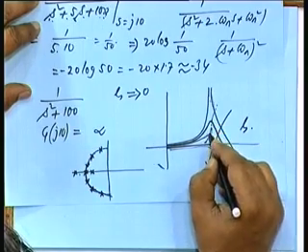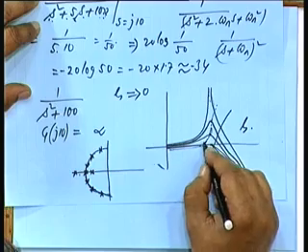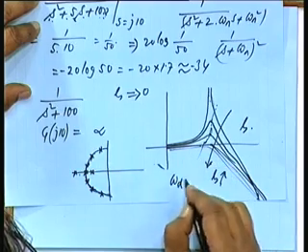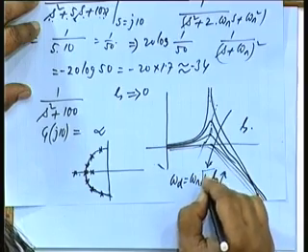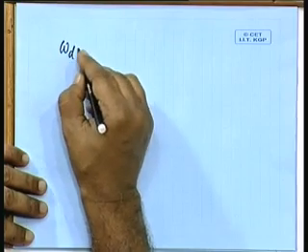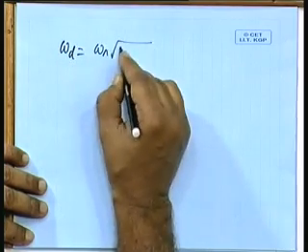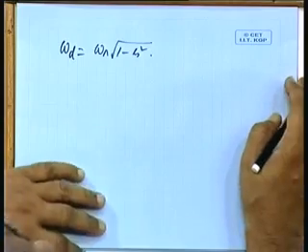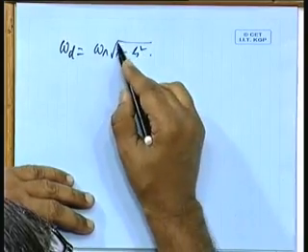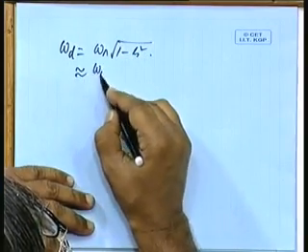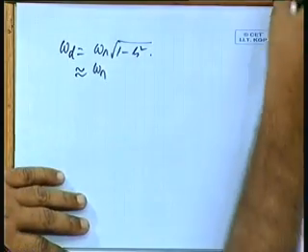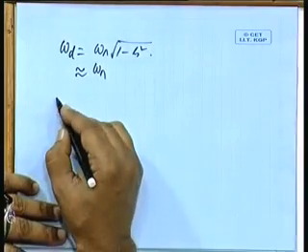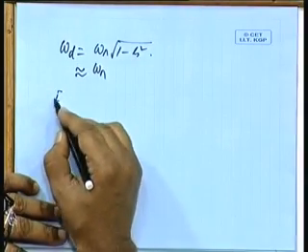That means the peak gradually shifts to the left, at a frequency omega d, which is equal to omega n into root over of 1 minus zeta squared. When zeta is small, we can approximate this to omega n. Now, we come to the phase plot.